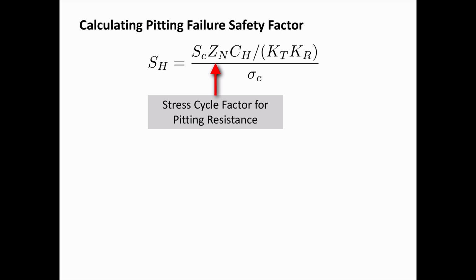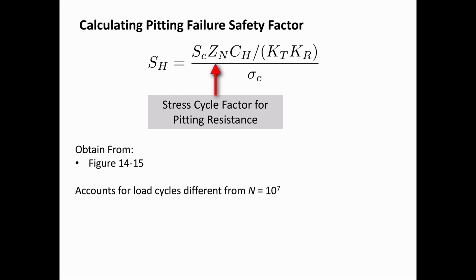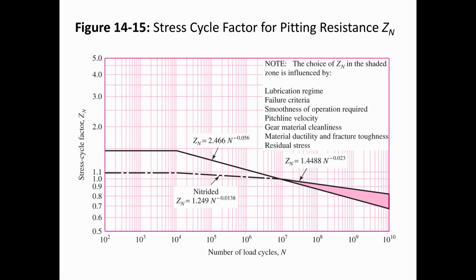Let's have a look at the next factor. This is the stress cycle factor for pitting resistance. We saw something similar in the bending stress or the bending strength calculations. We obtained this from figure 14-15. This accounts for load cycles that are different from 10 to the 7th. So here we can see, again, there's no infinite life behavior. And as we change the number of cycles, we can determine what Z sub N is, and then that helps us to account for either fewer or more than 10 to the 7th load cycles.